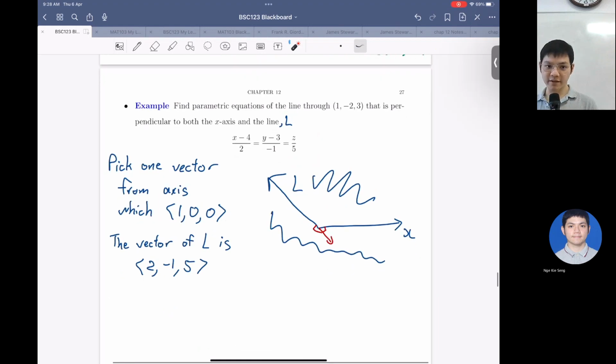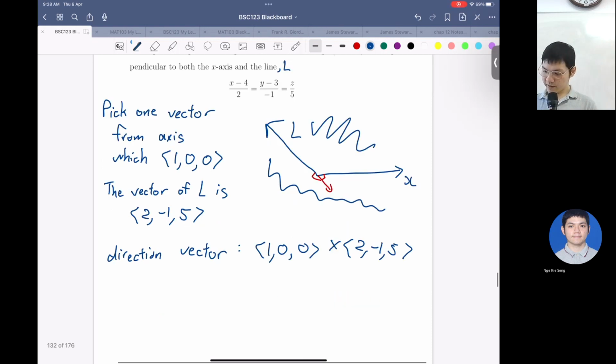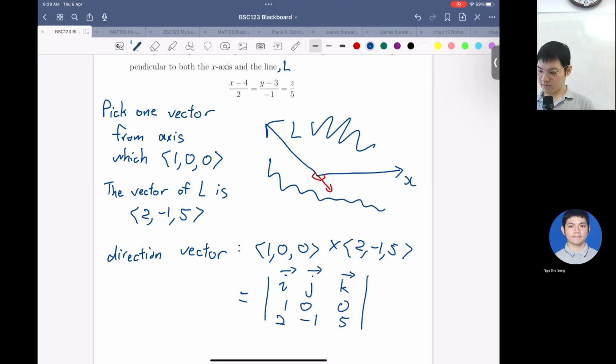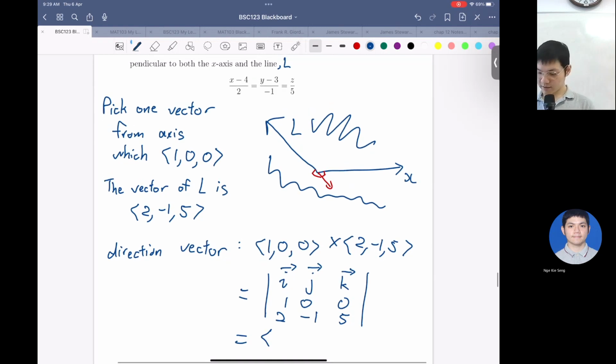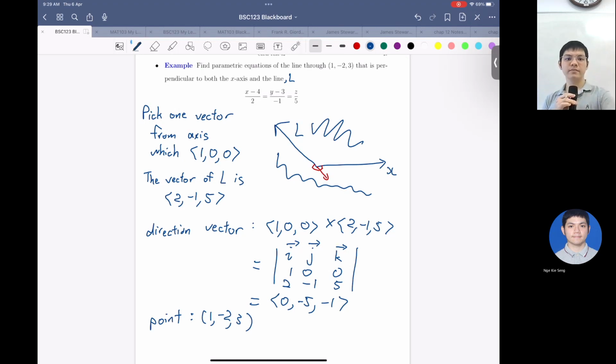Now you cross these two together. This is the direction vector you need: (1, 0, 0) cross (2, -1, 5). Anyone try to compute it? If you compute it, I think it's (0, -5, -1). So we got the direction vector. We also got a point, (1, -2, 3), so we need to fit these two together.